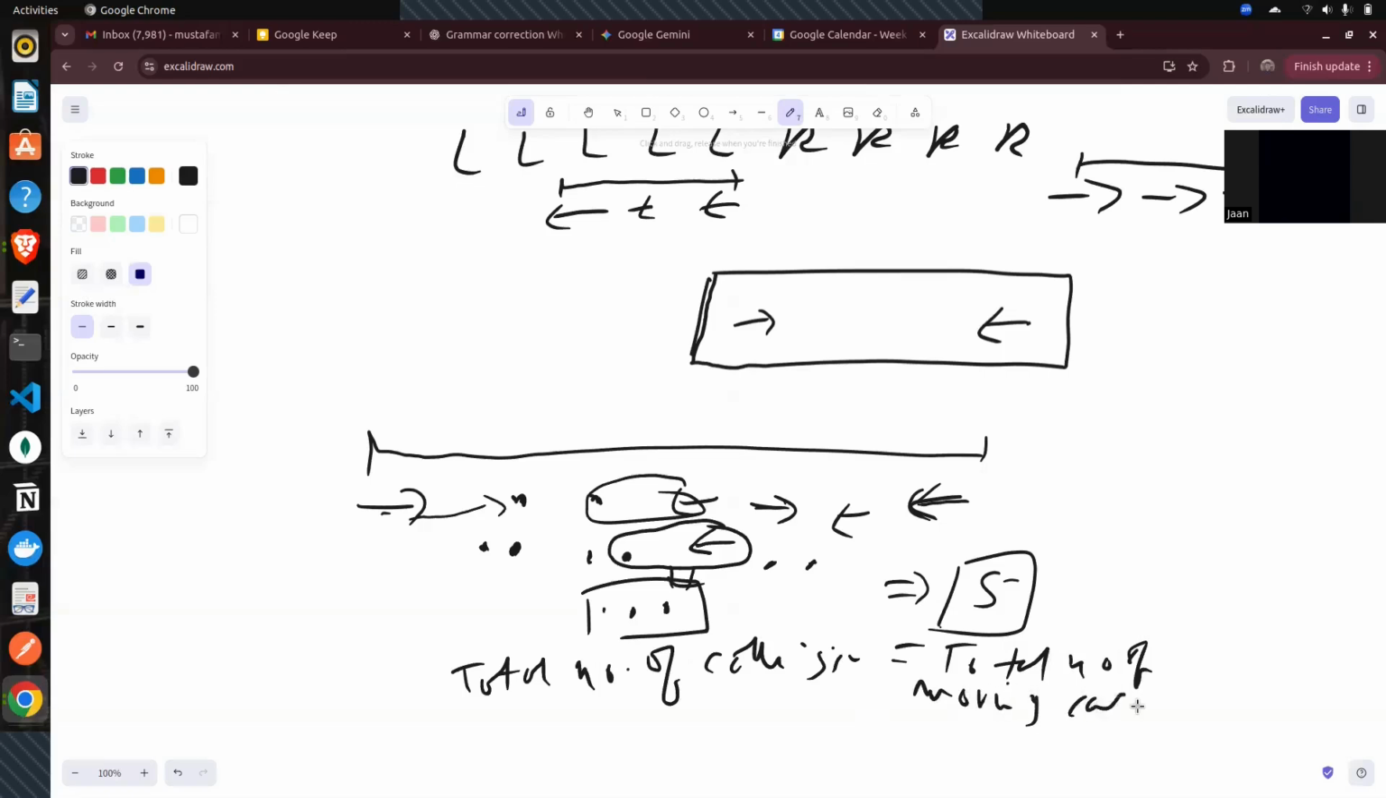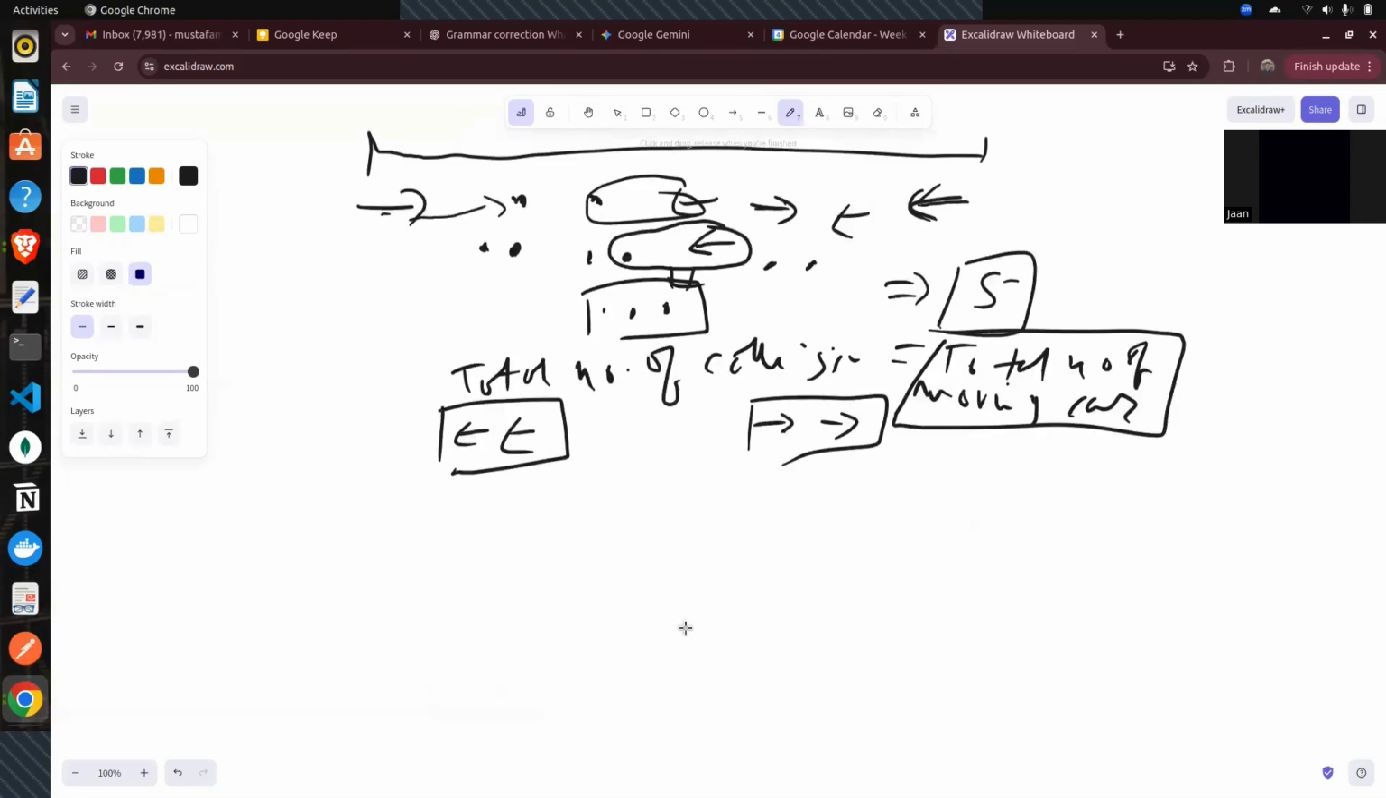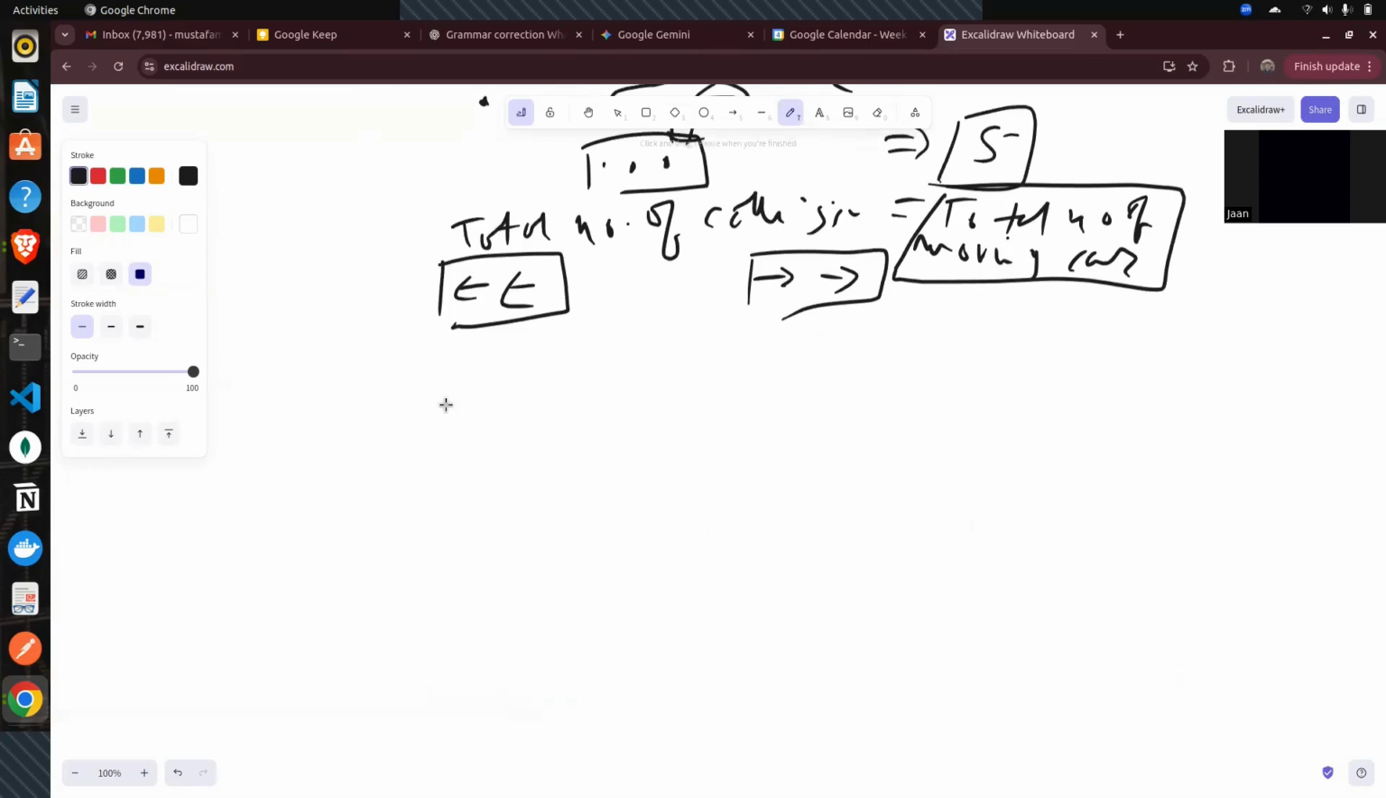Total number of moving cars, and this we will count without considering those cars which are going in the left direction from the left side and the right direction from the right side, because they will escape. So now, what should be our algorithm?